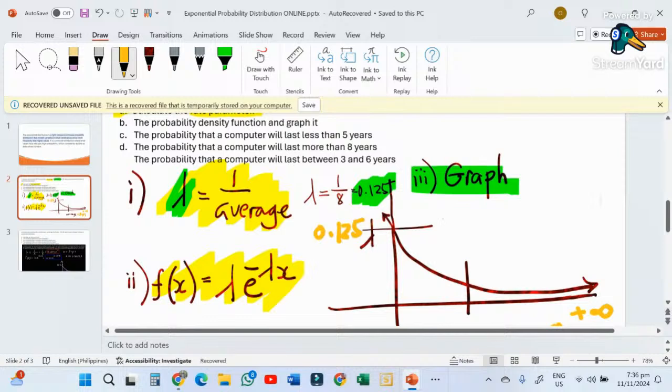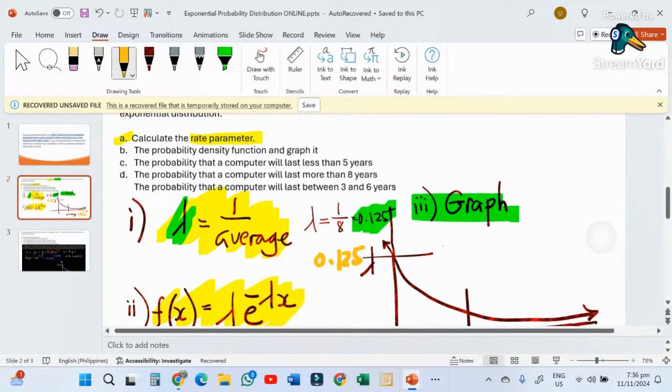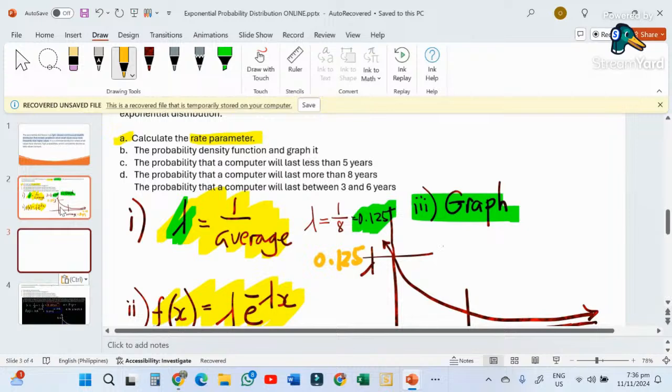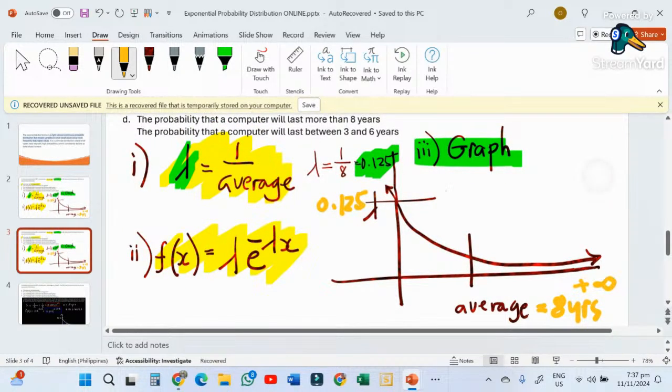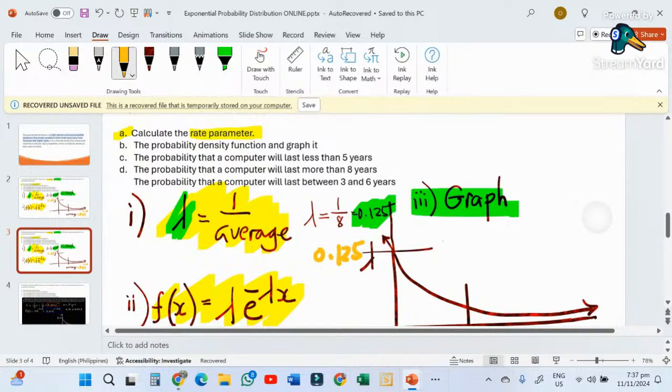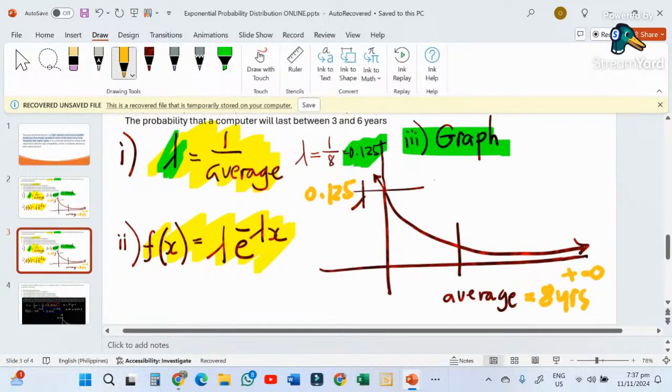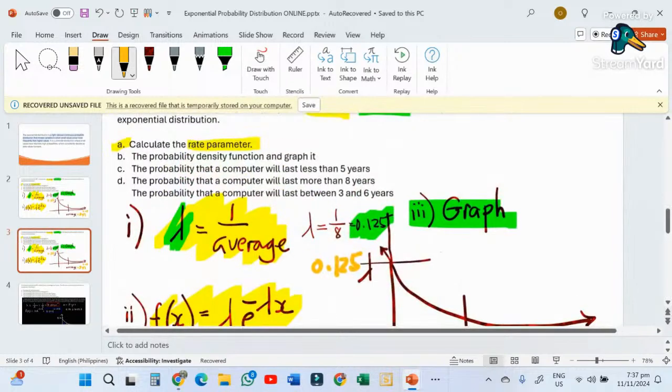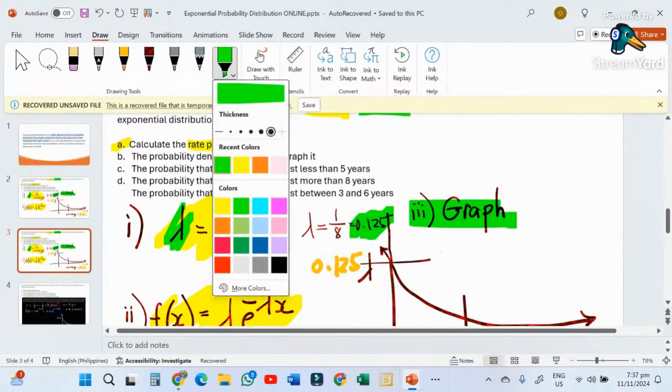Okay, so let's have the first, or letter B now. Letter B says, what's the probability density function, and graph it. Okay, there you go. I have already graphed it. This is the average, this is 8 years, and then positive infinity and 0.125 for the lambda. So that is the answer for letter B. So we're done with that.